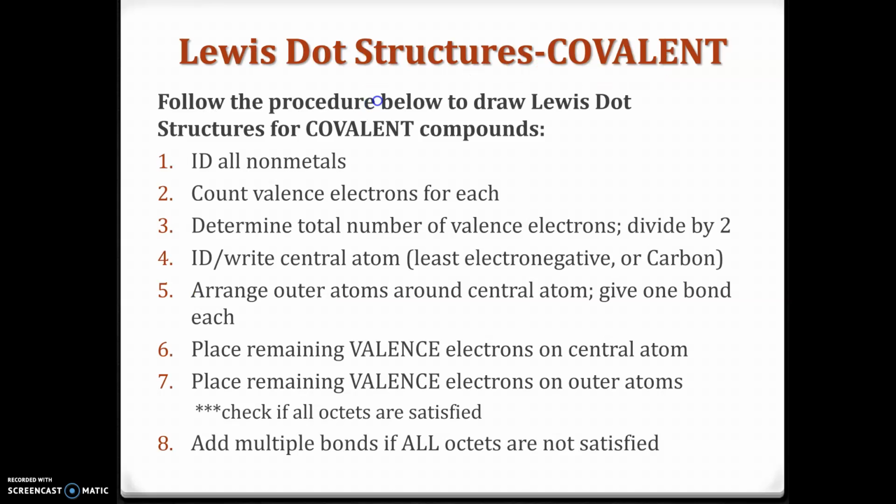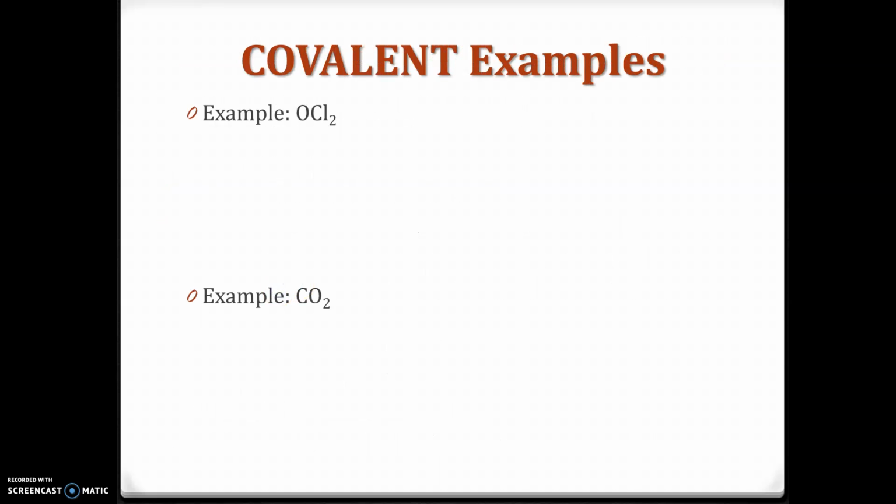Okay, so oxygen has 6 valence electrons, plus 2, because we have 2 chlorines, times its 7 valence electrons. So 2 times 7 is 14, plus 6 is 20. And remember we said we're going to divide that by 2, showing that we are going to be representing 10 pairs of electrons. Our next step is to identify our central atom.